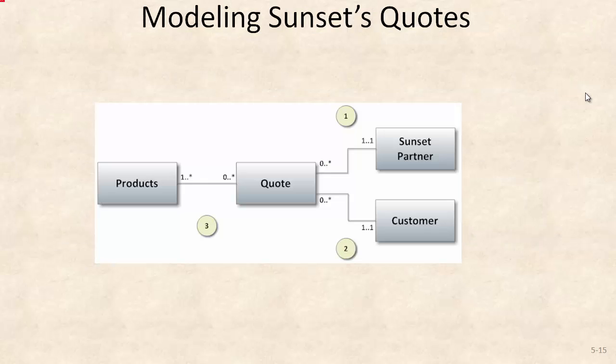So here is our first class diagram of the quote process. In this case, each Sunset partner participates in a minimum of 0 and maximum of many quotes. Each customer also participates in a minimum of 0 and maximum of many quotes. Each quote is provided by one partner. Each quote goes to one customer. Each quote specifies a minimum of one product and a maximum of many products.